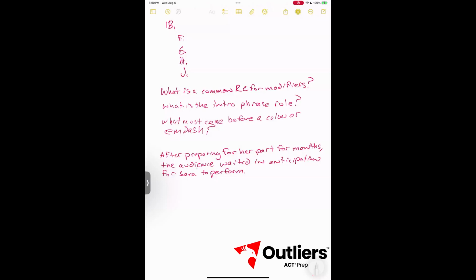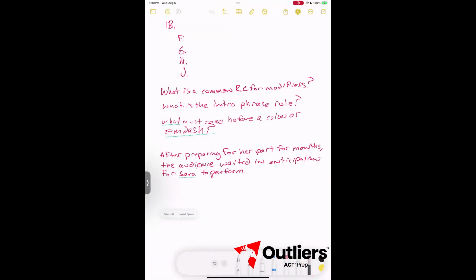So going back to what is the intro phrase rule, what immediately follows the introductory phrase or clause must be what's modified by the introductory phrase or clause. So in this scenario, after preparing for a part for months, the audience. Now, was it the audience that was preparing for a part for months?